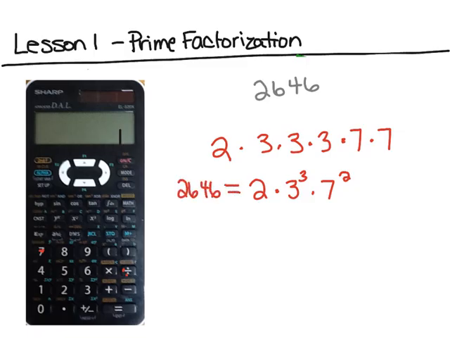And a way you can check that is multiply it all out. So when you do it on your calculator, just keep dividing and make a note of things and stop when you get to 1.